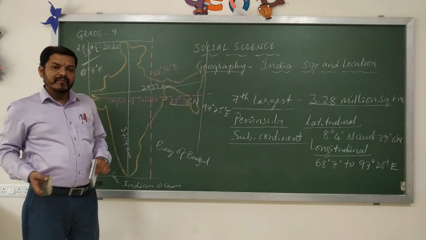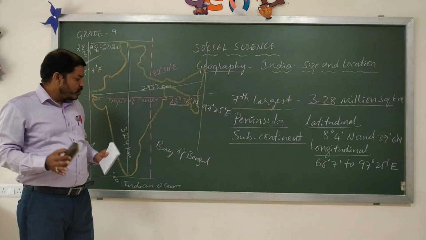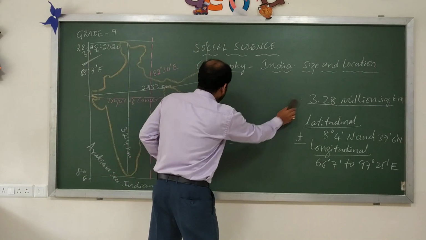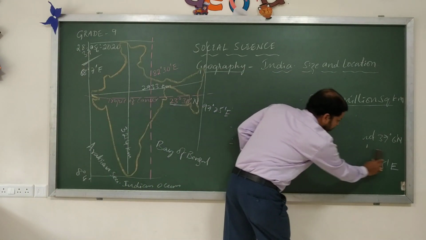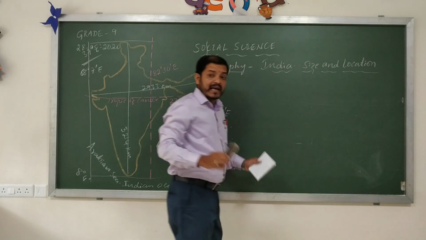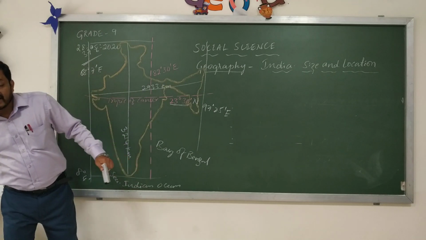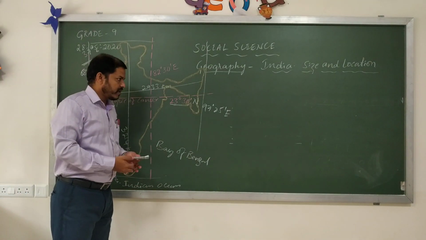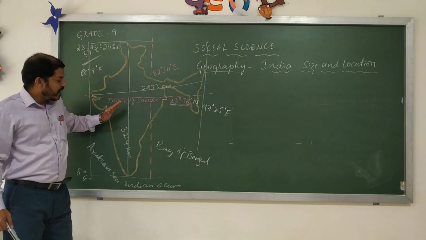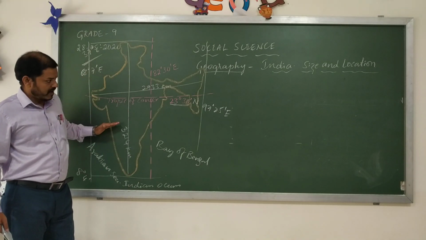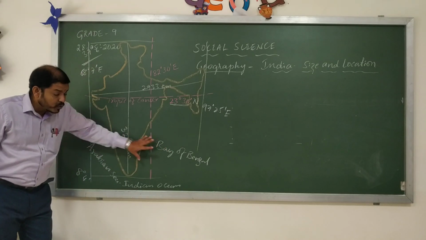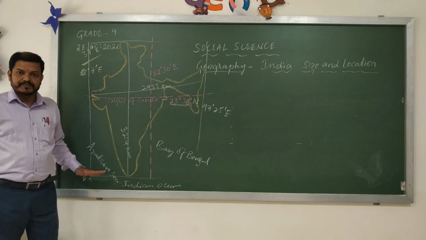We have to learn about what seas and oceans surround the country. Okay, seas and oceans. I already mentioned that a country or landmass which is surrounded on three sides by water is called a peninsula. As a peninsula, we have two seas and one ocean.